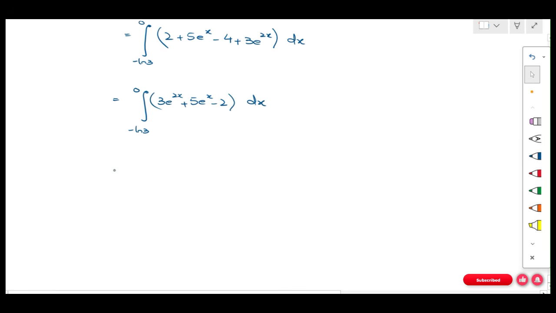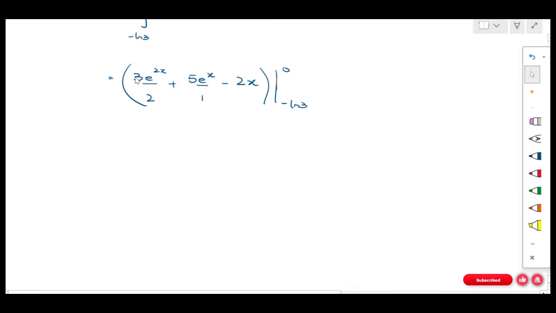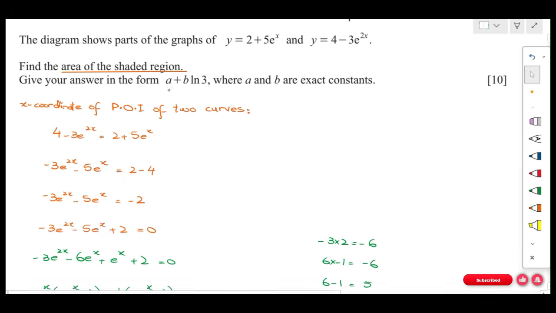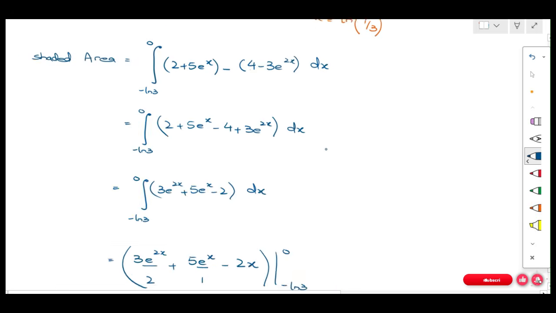Let me solve this. The integration of 3 e power 2x is 3 e power 2x divided by 2, since the derivative of 2x is 2, plus the integration of 5 e power x, which is 5 e power x divided by 1, minus 2x. And it's a definite integral. Apply the limit minus natural log of 3 till 0. Now we have to apply limits to get the exact area. It should be in the form a plus b natural log of 3, where a and b are exact constants. Okay, let's see what happened.